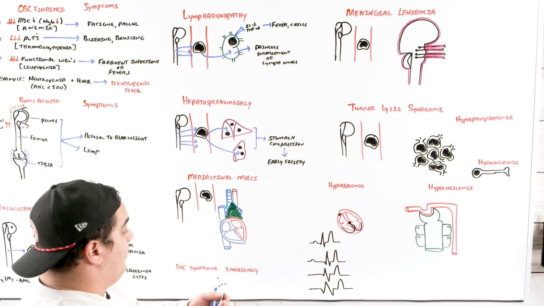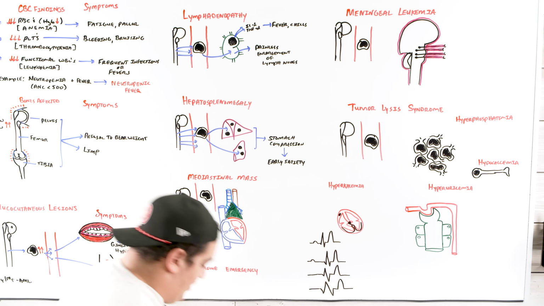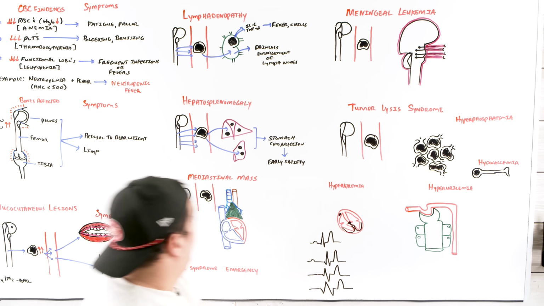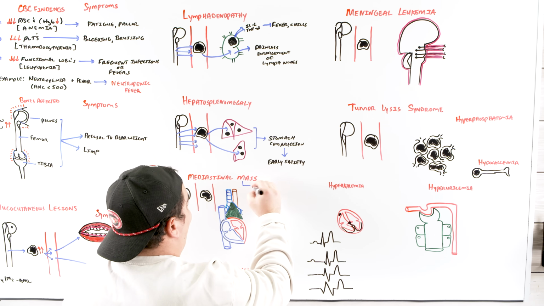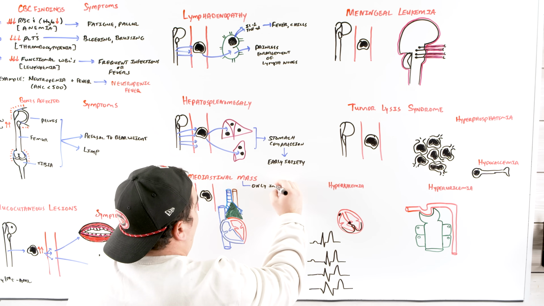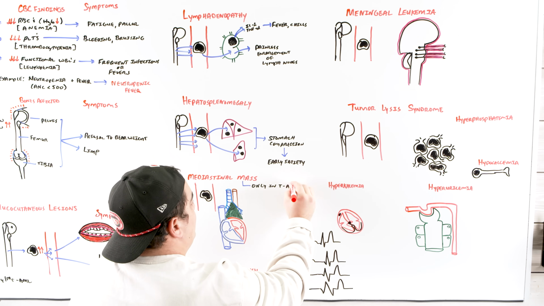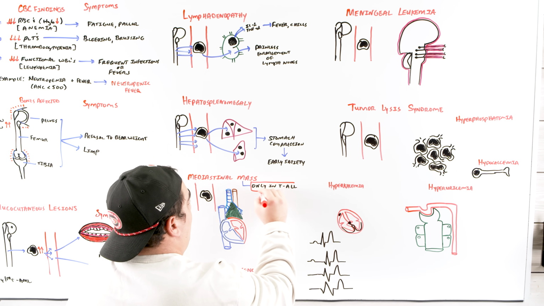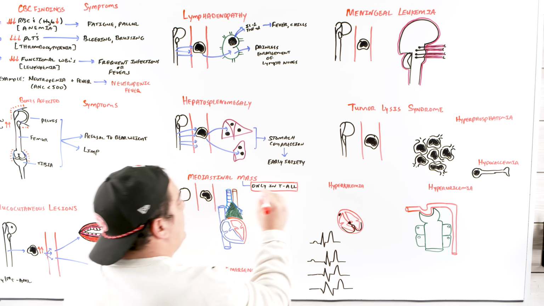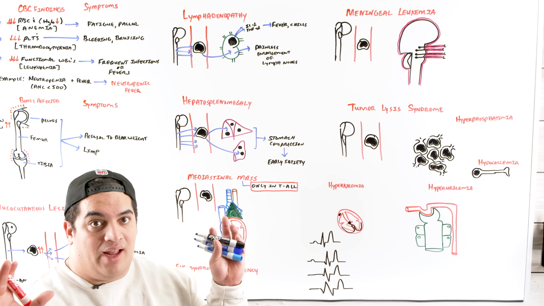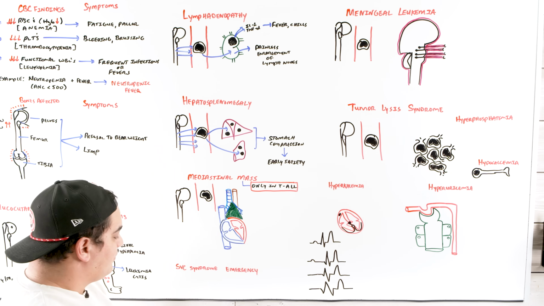So let's add that here. This is only, son of a gun, only in T cell ALL, only in T-ALL. And let's actually box this so that you guys remember. This is the only thing that you'll see in this one, and you won't see in B cell ALL. And it should make sense.